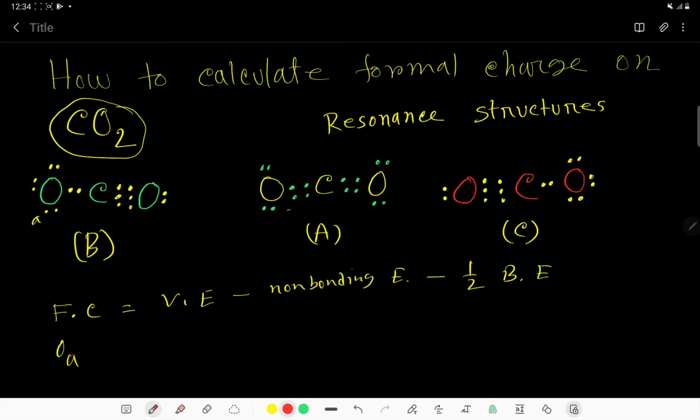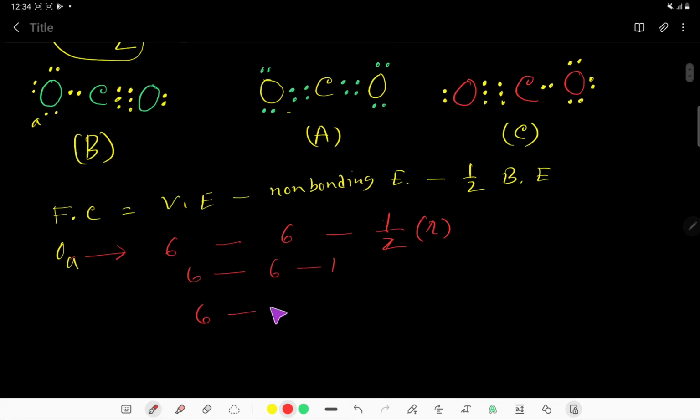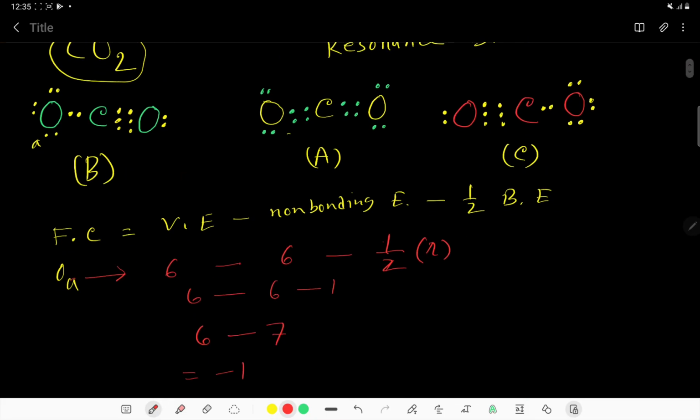The valence electrons for this oxygen is 6 because it is an element of group 6A. Minus how many non-bonding electrons does oxygen have? 2, 4, 6. Minus half of bonding electrons. Here bonding electrons is 2 and we have to take half of that. So 6 minus 6 minus 1, that is minus 1, right? So the formal charge for this oxygen is minus 1.